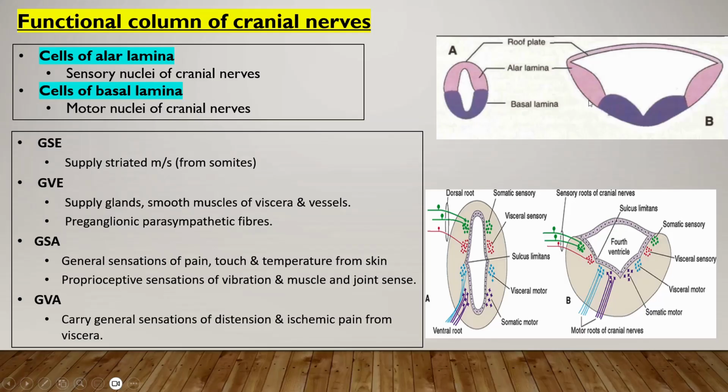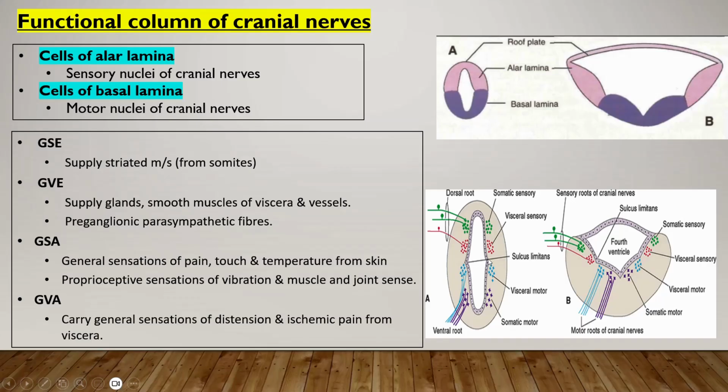And on the alar lamina close to the sulcus limitans there will be the visceral sensory nucleus, or we can say general, visceral, afferent. And what are general, visceral, afferent? They will be carrying general sensation of distension and ischemic pain from viscera.